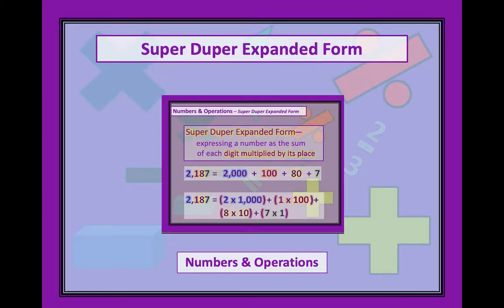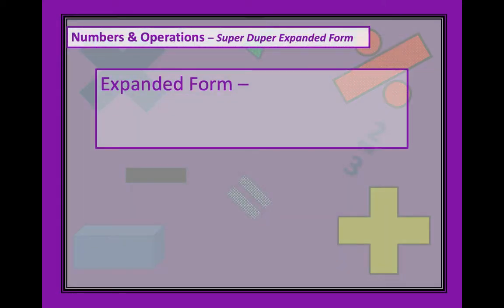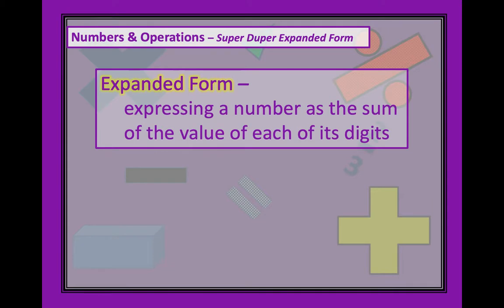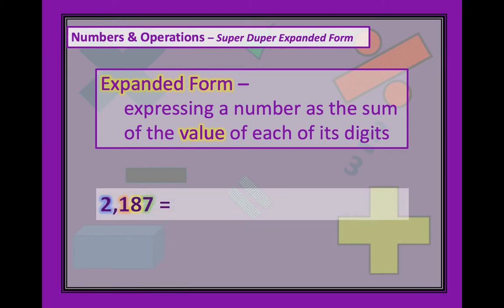Hey kids, in today's video, we're going to build on what you already know about expanded form to learn how to write large numbers in what we are calling super duper expanded form. So you already know about expanded form, where you're expressing your number as the sum of the value of each of its digits. For example, if you look at 2,187, you know we would write expanded form by adding together the value of each digit.